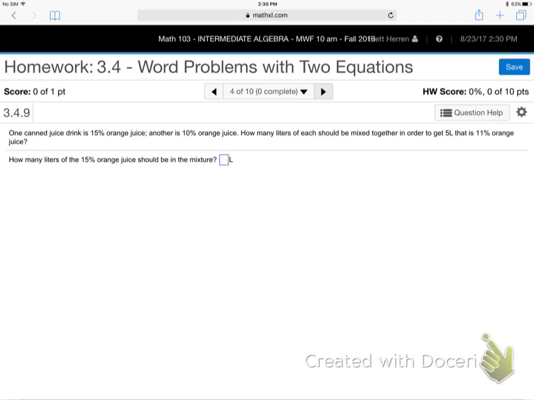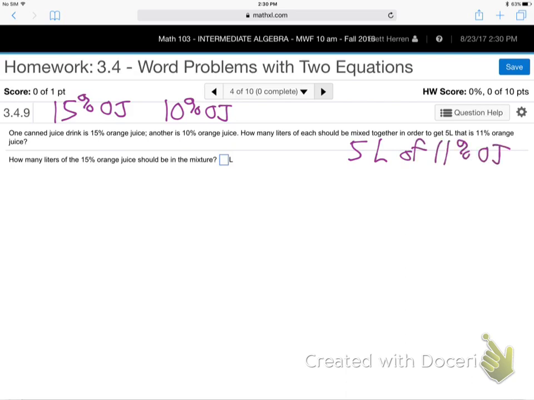Okay. One canned juice drink is 50% orange juice. So the first kind is 15%, and the other is 10%. How many liters of each should be mixed together to get 5 liters of 11% OJ? So that's the plan. We're mixing some 15% OJ and some 10% OJ. The mixture is 5 liters of 11%.